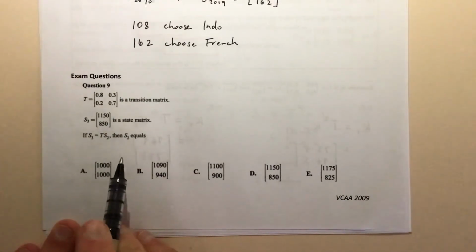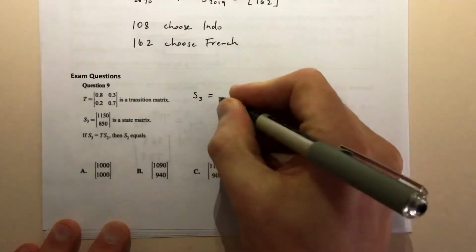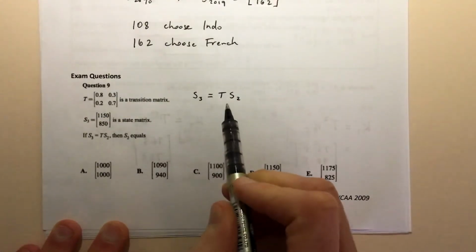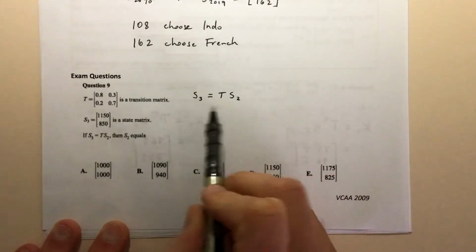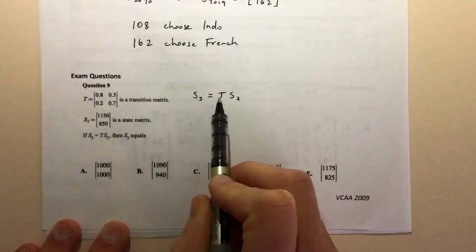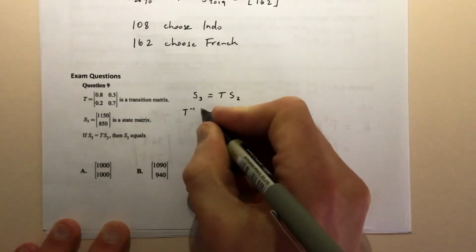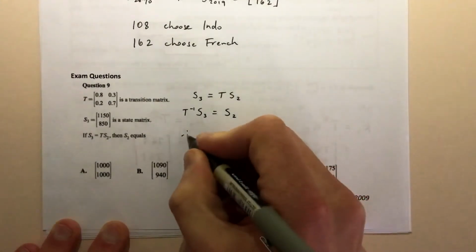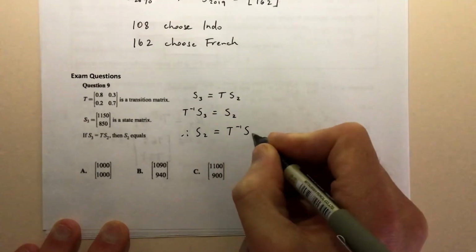We're working backwards. What we can say in these questions is that if S3 equals T times S2, then if we want to rearrange this and get the matrix S2 as our answer, we can actually use the inverse matrix. Essentially what we're going to do is multiply both sides of this matrix equation by the inverse of T, and we will get T inverse times S3 equals S2. In other words, S2 will equal T inverse times S3.